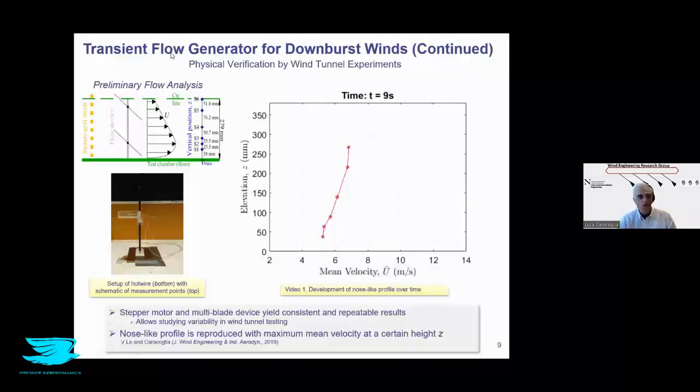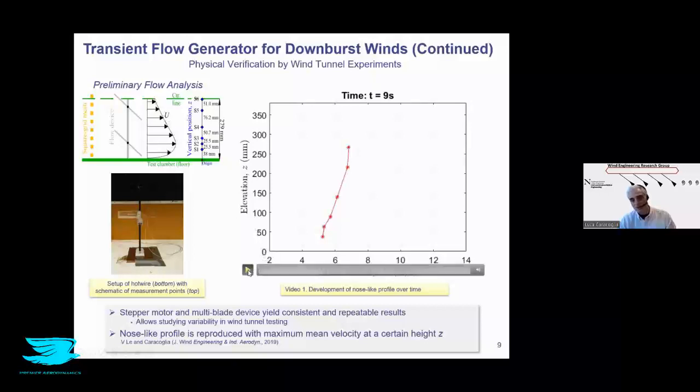And so what you can see, this is maybe an interesting application. This is what we try to do in the same wind tunnel. We have a hot wire probe, and this is the velocity field that we see. Our objective is to try to replicate this particular shape. You can see this nose-like shape.